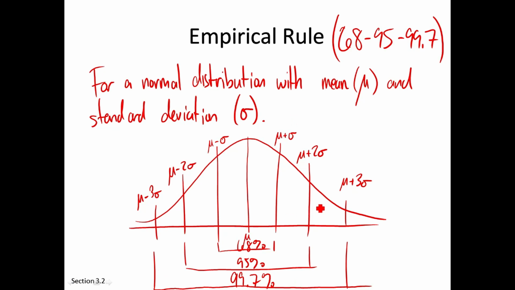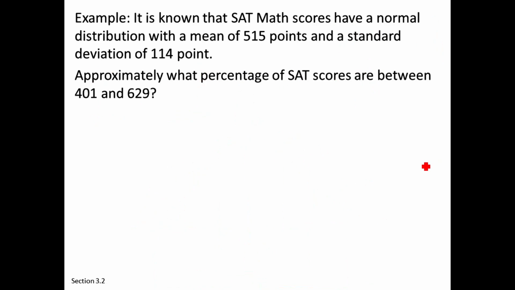So let's look at some ways that could be applied. We're going to get very familiar with drawing nice bell curves. Do that a lot in this class. So math scores, for example, on the SAT. Standardized scores are typically built to intentionally produce normally distributed scores. So the math scores are no different. They have a mean of 515 points and a standard deviation of 114 points.